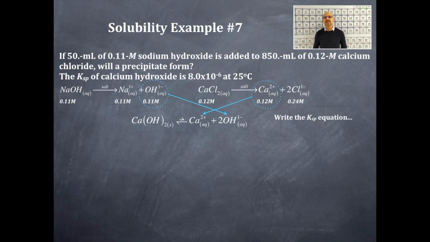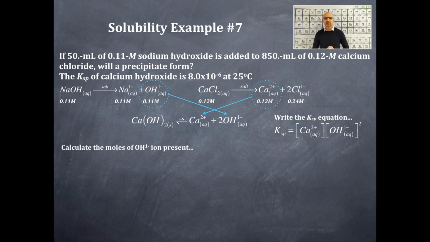We're going to write the Ksp for the calcium hydroxide. That's products over reactants with the stoichiometric coefficients as exponents. Ksp is equal to the calcium ion concentration to the exponent of 1, and then the hydroxide ion concentration with the exponent of 2. Make sure you note that 2 as the exponent on the hydroxide.